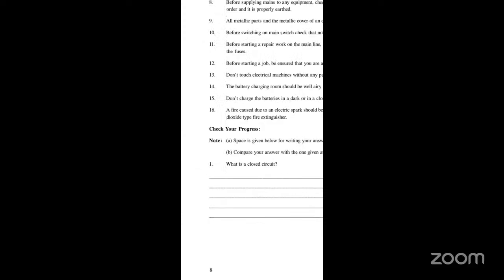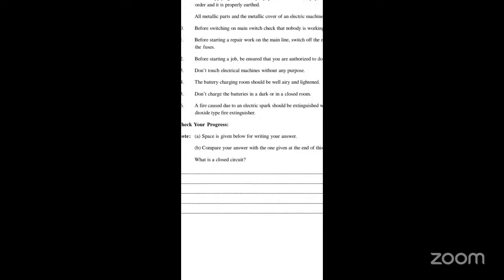Space is given below for writing your answers. Compare your answers with those given at the end of the unit.